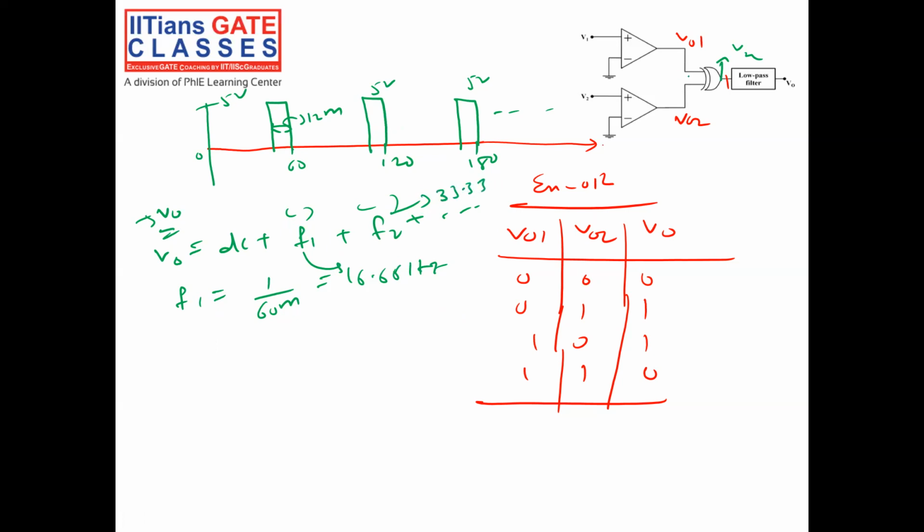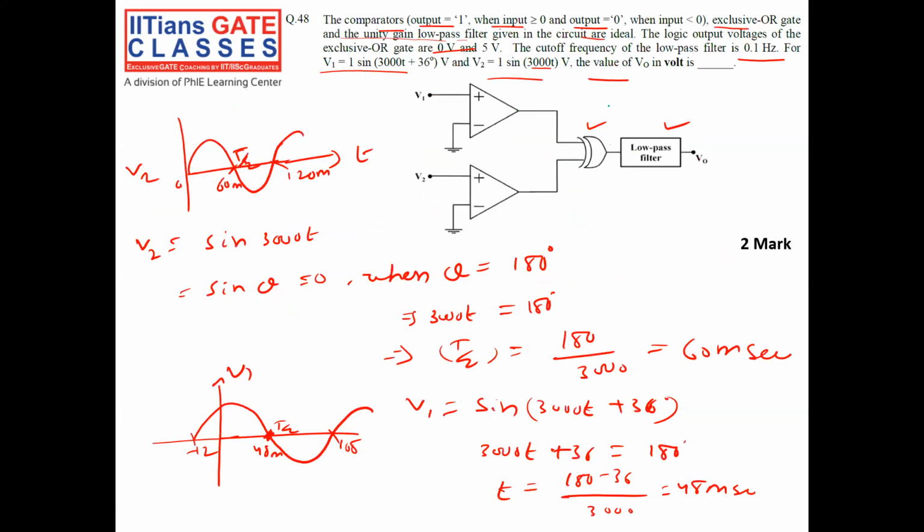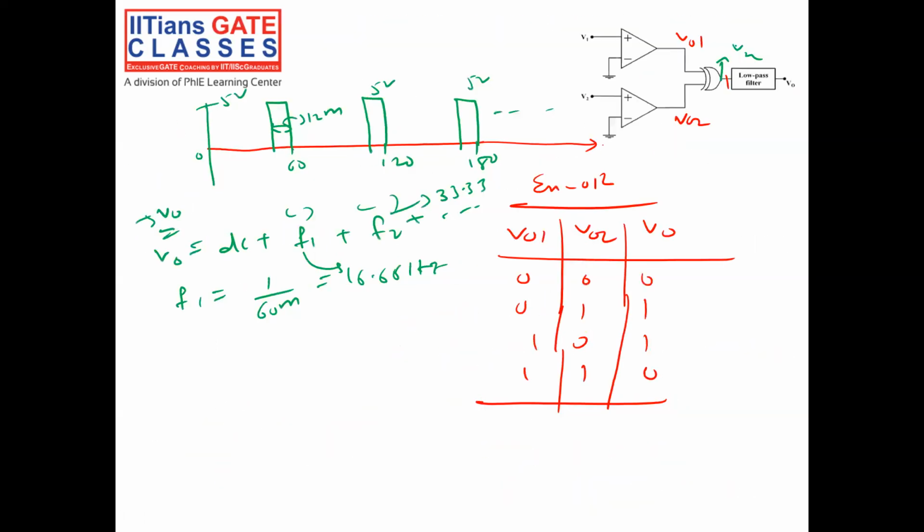And here I am having a low pass filter. The low pass filter frequency is 0.1 hertz, but the fundamental frequency is 16 hertz. So this low pass filter has a cutoff frequency of only 0.1 hertz. It will not pass any frequency above 0.1 hertz, but my minimum frequency, the fundamental frequency, is 16 hertz.